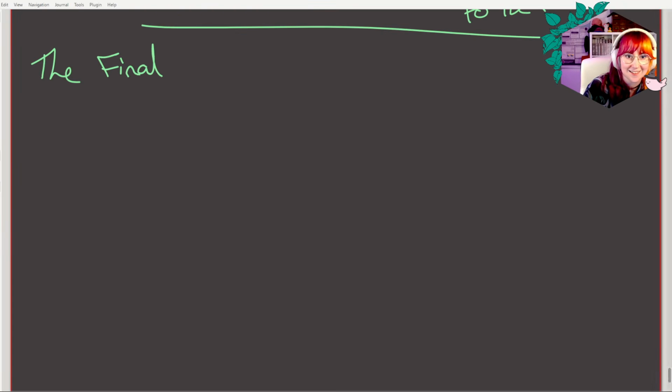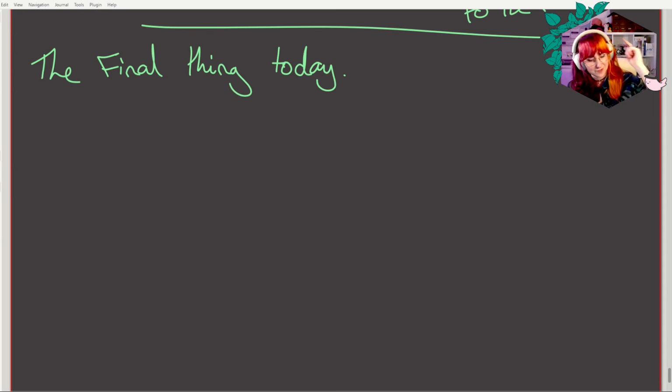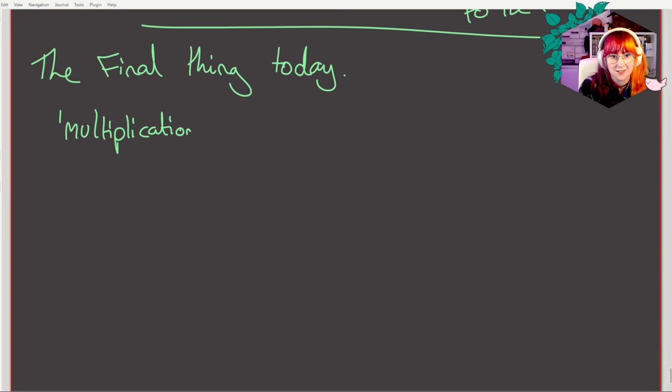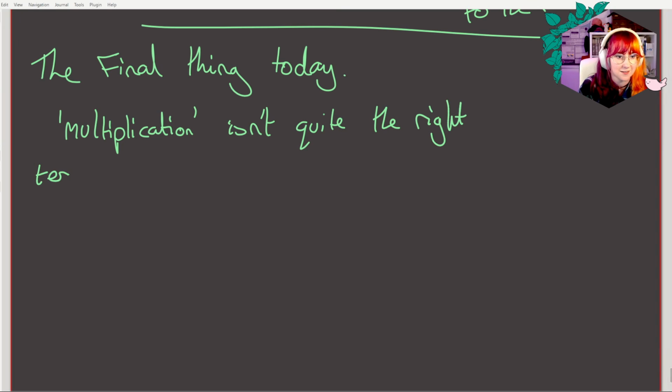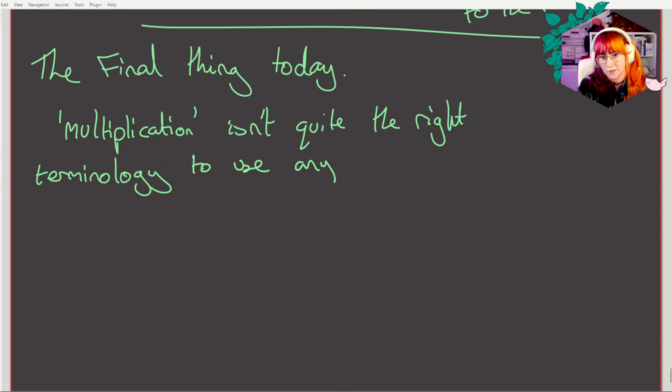The final thing today. We've done vector-vector addition. We've done vector-scalar multiplication. What about vector-vector multiplication? Well, it doesn't really exist, except it kind of does. So, multiplication isn't quite the right terminology to use anymore.